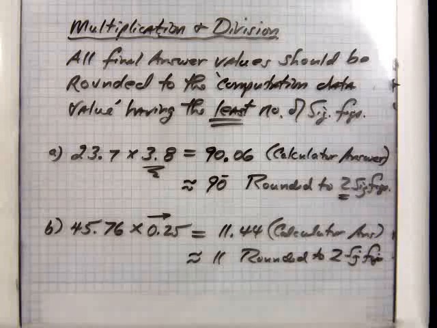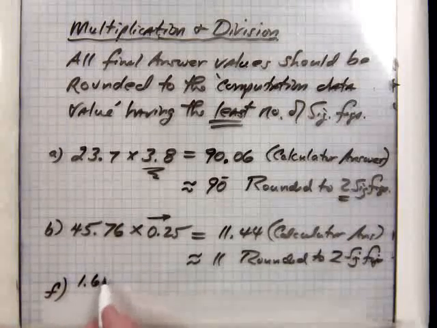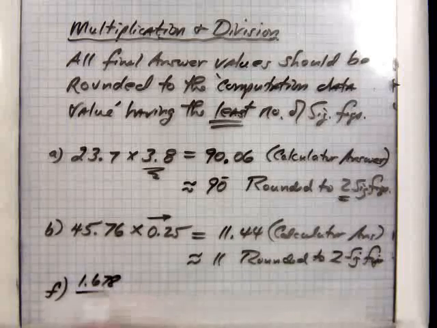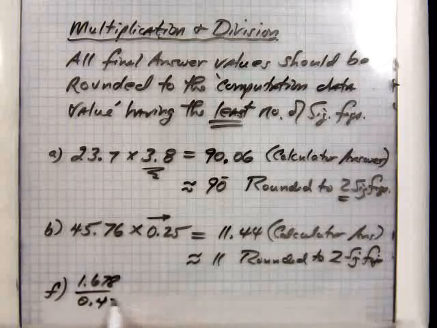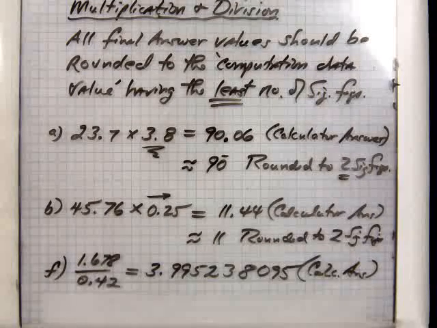If you look over at problem F on the right side, you see 1.678 divided by 0.42. And so the calculator answer kind of strings things out and shows quite a bunch of digits. But according to the rule, we want to round this to a position that has the least number of significant figures in the computation, and that in essence would be, in this case, two significant figures, as shown in this one.